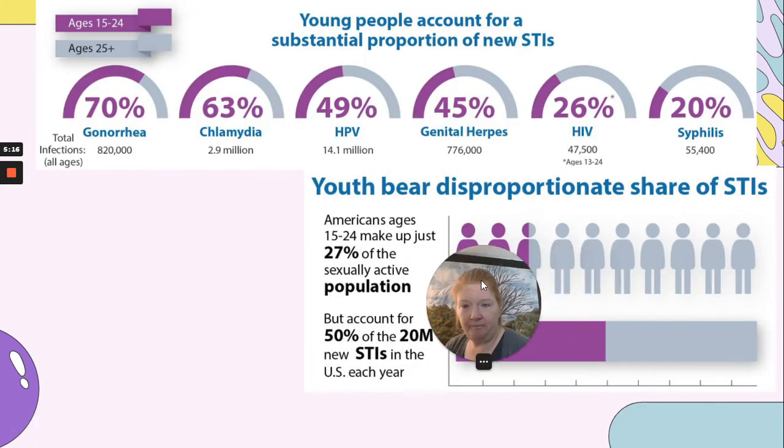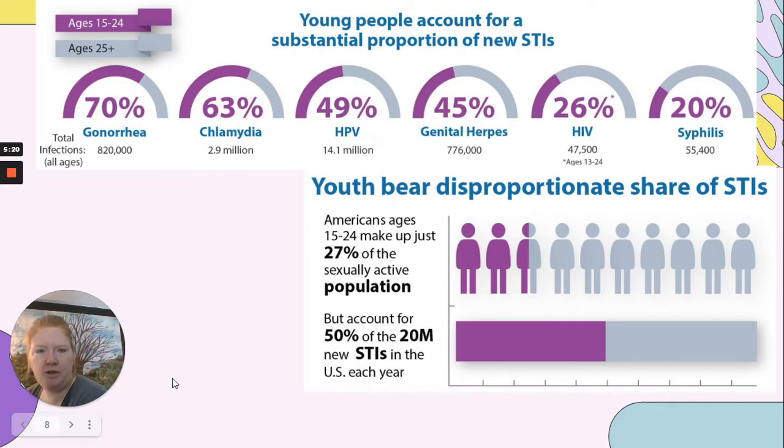Okay, so young people, ages 15 to 24, make up about 27% of the sexually active population, but account for 50% of the STIs in the United States every year. And if you look at this graphic on the top, you can see that gonorrhea and chlamydia, as well as HPV and herpes, are predominantly in the 15 to 24 age group. Okay, HIV and syphilis tend to be not in that age group, but doesn't mean it doesn't happen. Okay, it means young people in ages 15 to 24 are accounting for more of a percent of STIs than they should be based on their numbers in the population.